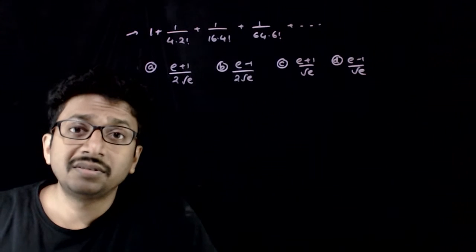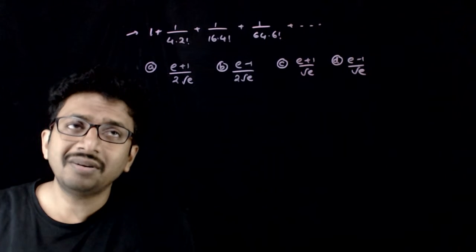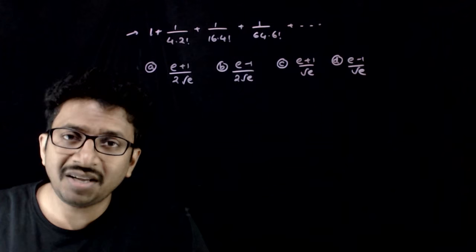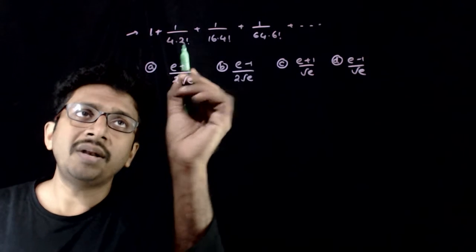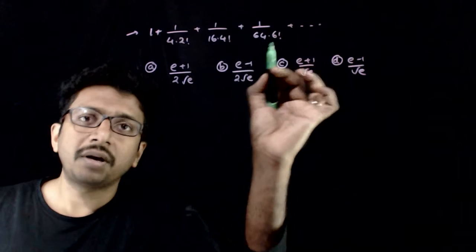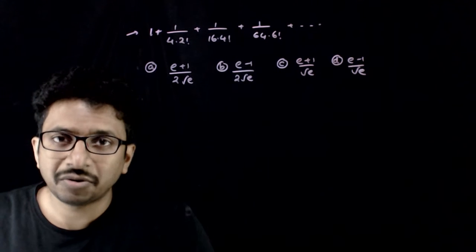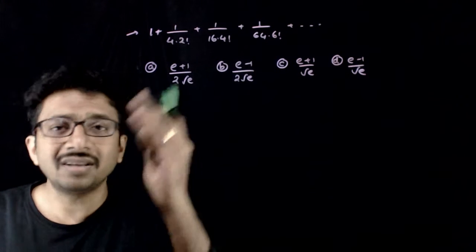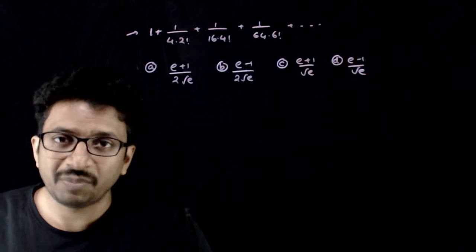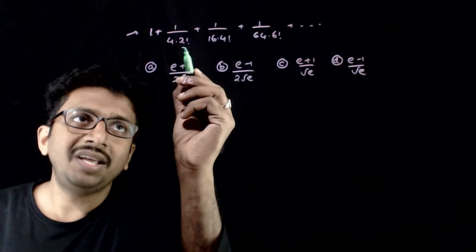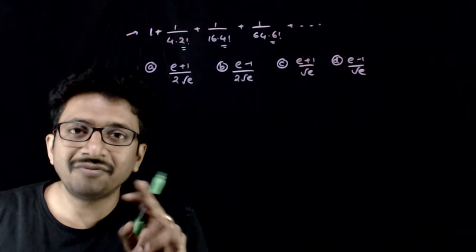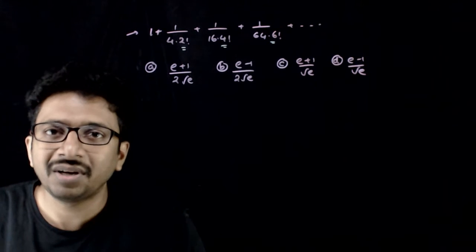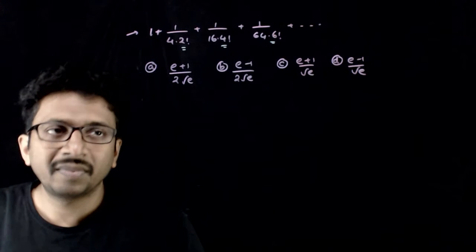So welcome students. In this question you're given a summation, an infinite sequence. You're asked to find the sum of this. As you see the sequence, you have 1 by 2 factorial, 1 by 4 factorial, 1 by 6 factorial, and so on. So you can guess that the sequence is related to the expansion of e power x. You have only even powers, only even factorials. That is, in some way you have a summation or difference of e and 1 by e.